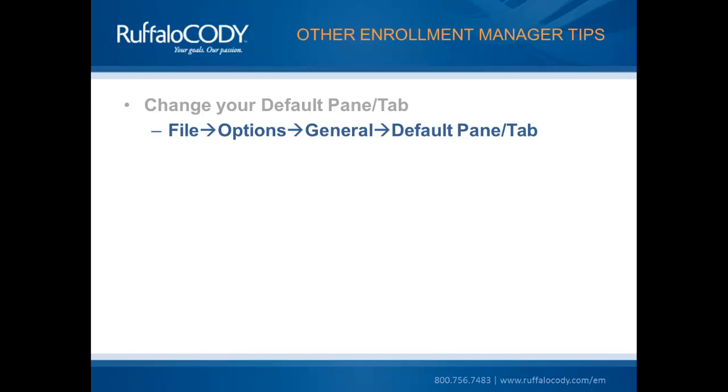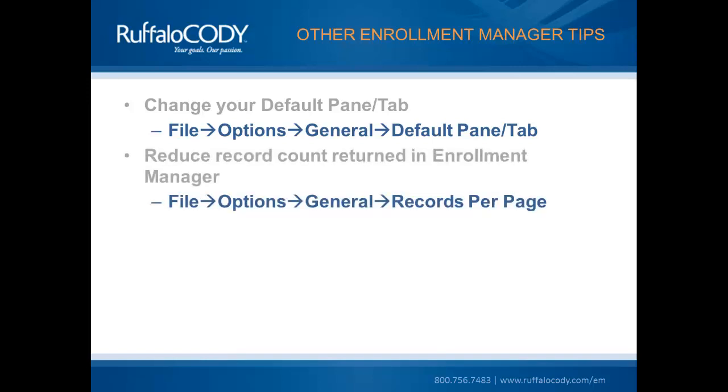So you might want to think about, okay, what is it that I typically want to do when I first get into the application? And maybe I want to display some sort of a pane or a tab that comes up quickly. The other thing you can do is determine how many records you want Enrollment Manager to display by default every time you view a page. And both of these items are things that you have control over, again, by looking at your Enrollment Manager options. So let's take a look at that.